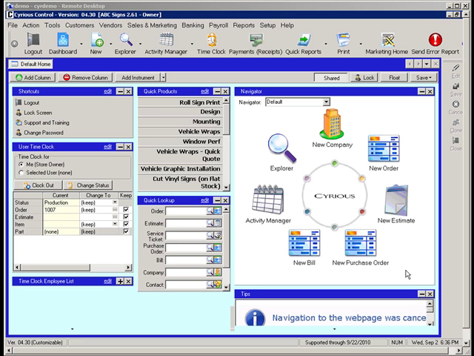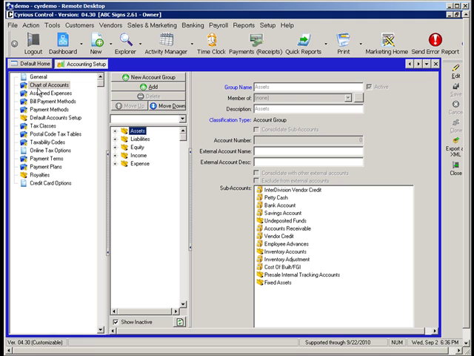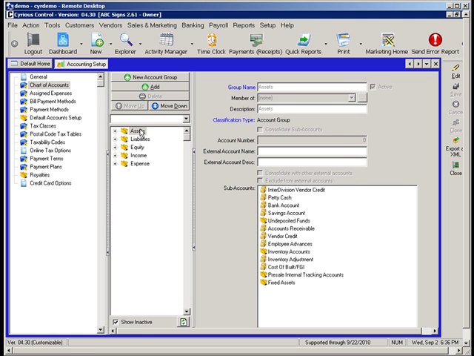In Control, we're going to locate the chart of accounts under Setup, Accounting Setup, and over on the left is the chart of accounts here. Now, like most charts of accounts, we have our account groups: assets, liabilities, equity, income, and expense. And we're going to be exporting accounts from assets, liabilities, income, and expense. We will not be working with anything in equity in Control.